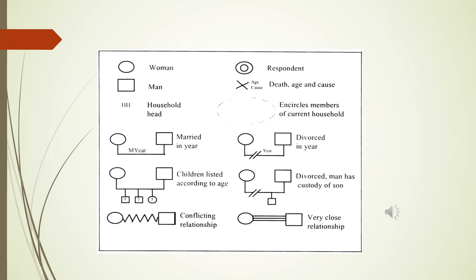Again, the genogram symbols: women, men, household head, married in years. So how many years can be there in the line? Children: how many children do they have? Three children. Conflicting relationships means they don't get along with each other. They want to have a divorce, and they are divorced. So it's like that.